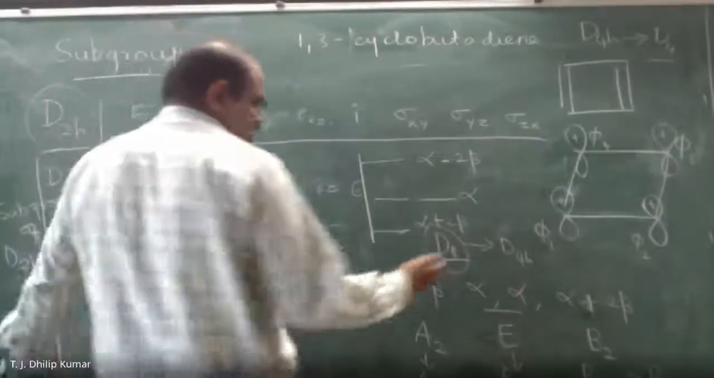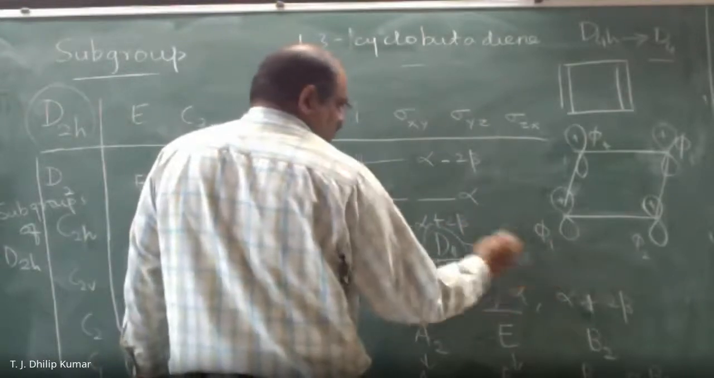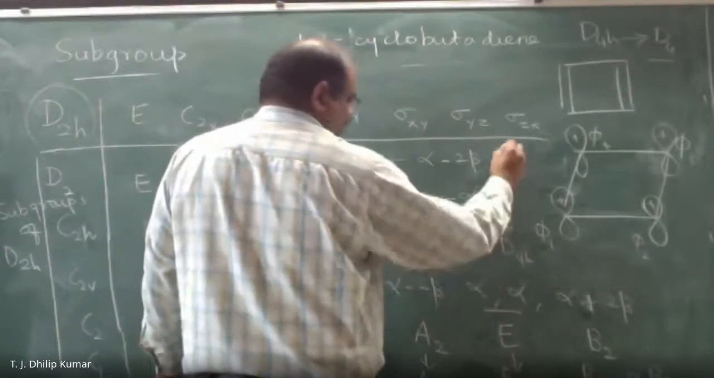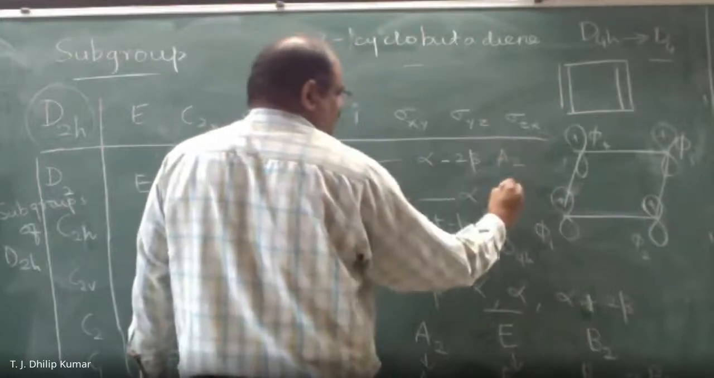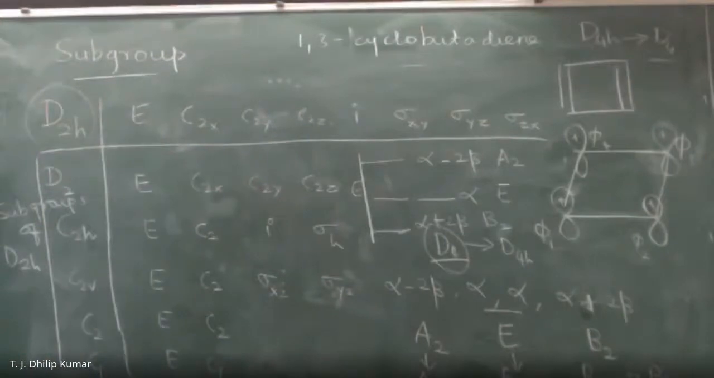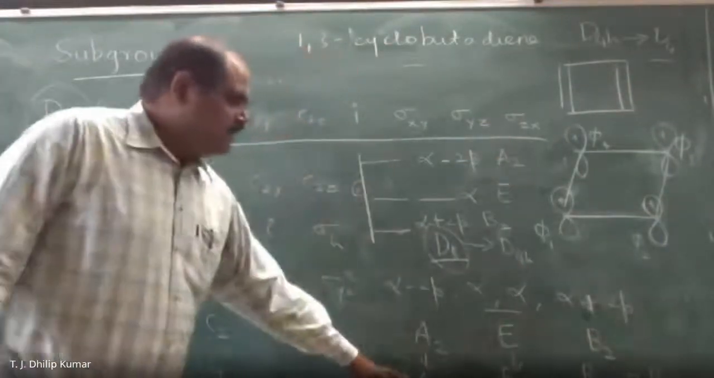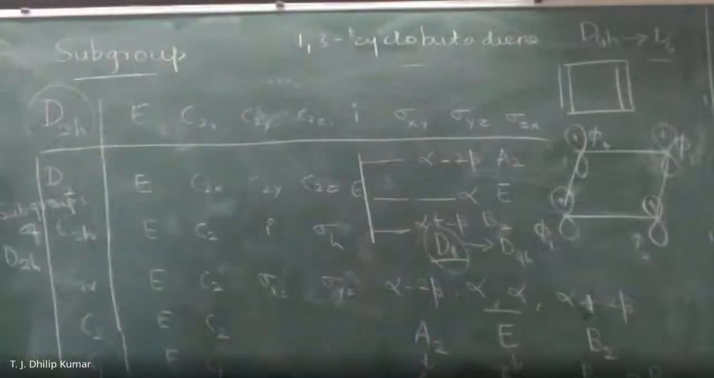So this will be A2 symmetry, this is B2 symmetry, this is A2 symmetry, and this will be E symmetry. If you take a subgroup as your starting representation, once you extend it, this ends up as A2U, E will be EG, and B2 could be either B2U or B2G.